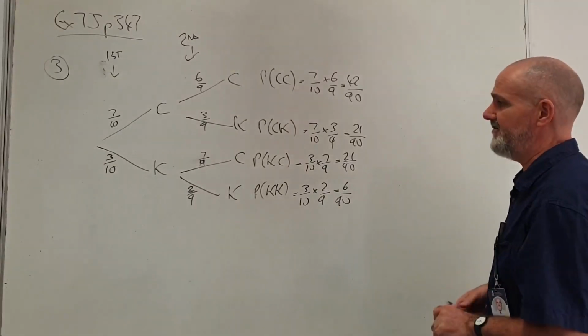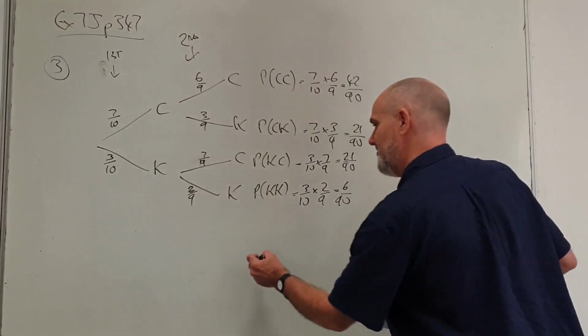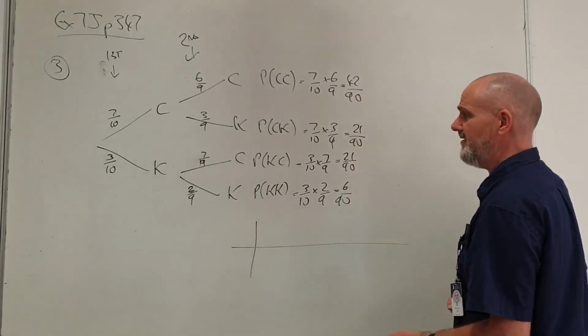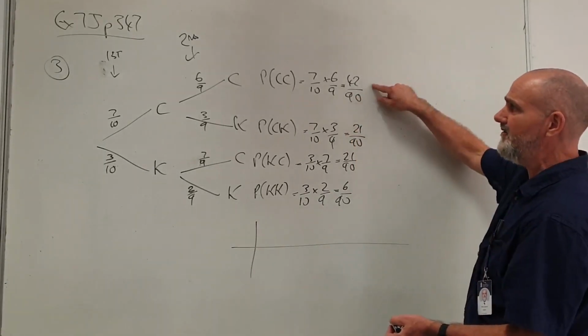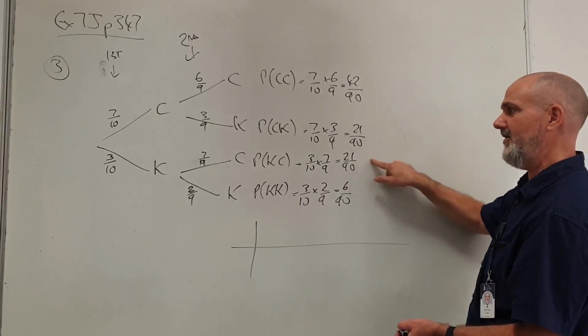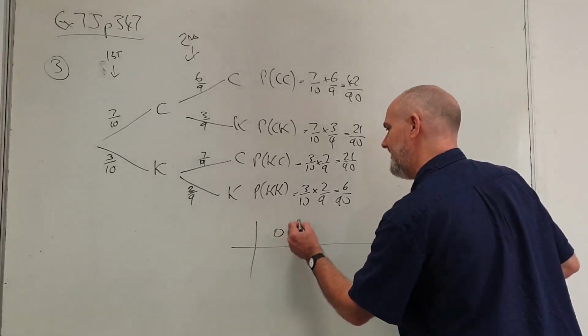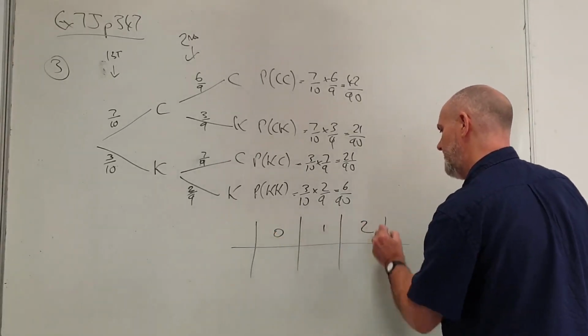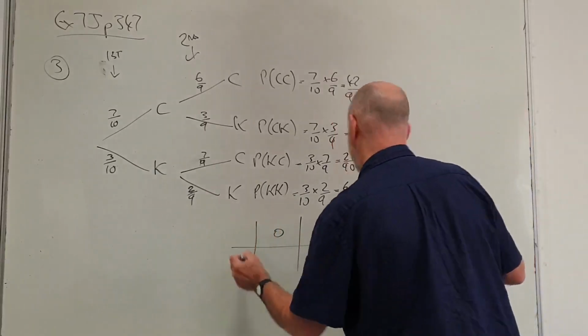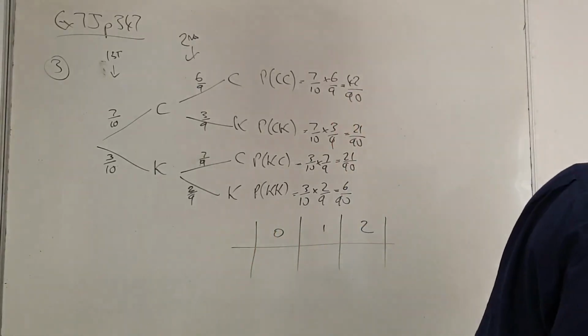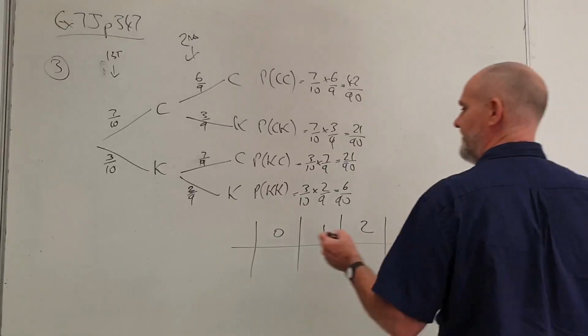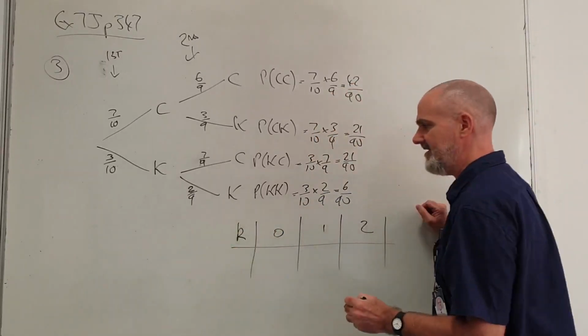So in order to do the expected number of keys, we need the probability distribution for the number of keys. So the number of keys, you can see here, we've got no keys here, we've got 1 key in both of those, and we've got 2 keys. So the number of keys can be 0, 1, or 2. So we'll put this, find the expected number of keys here. So we'll have key as lowercase.